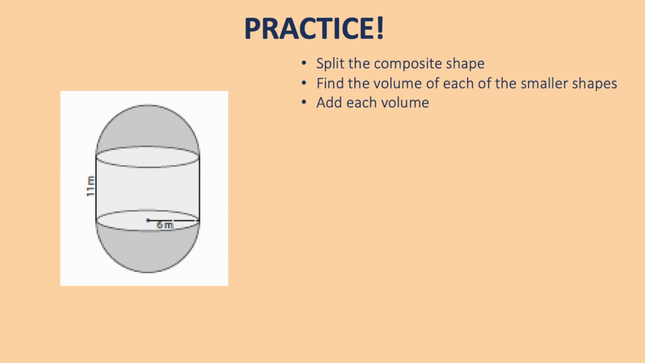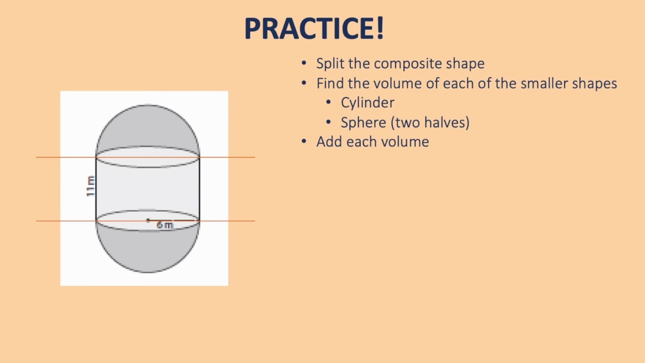Now we're going to split this shape into its smaller shapes. This shape kind of looks like it's 3 different shapes, but I'm going to find the volume of it by splitting it into 2 shapes. If you split it along these lines, you can see that there's a cylinder here, and also 2 halves of a sphere. We're just going to assume that these 2 halves are the same, and that the radius around the whole sphere on both sides is 6 meters. So we split the shape, and now we have to find the volume of the smaller shapes: the cylinder and then the sphere, which is made up of the two halves.